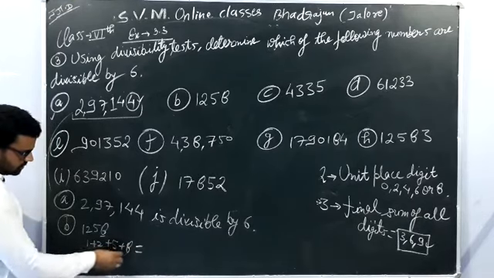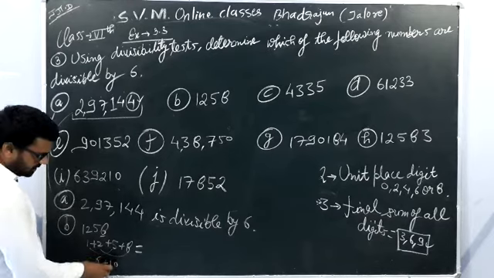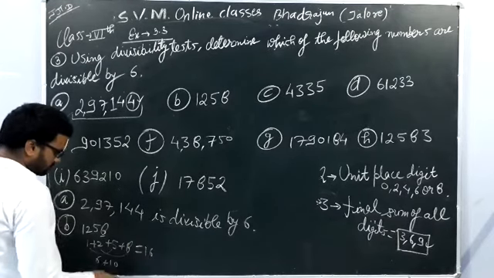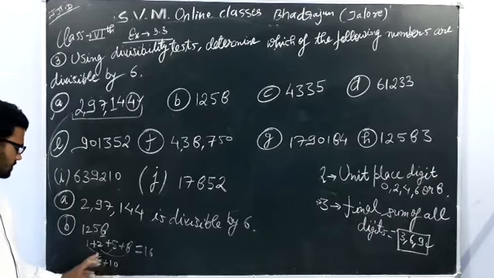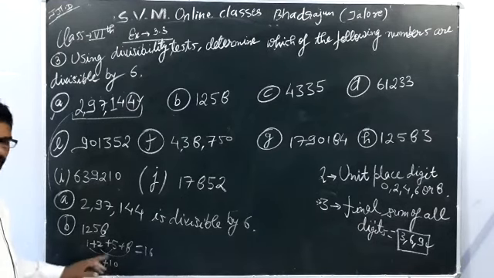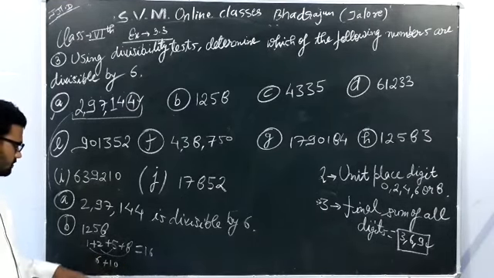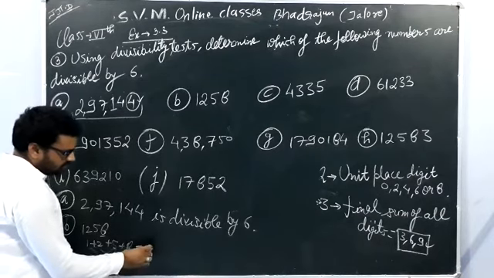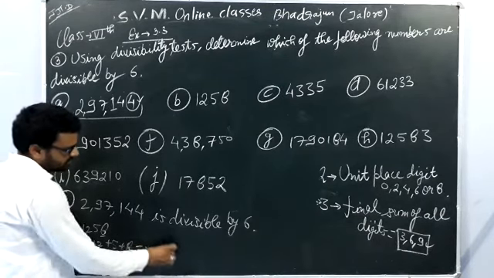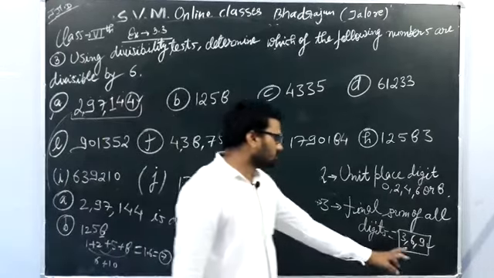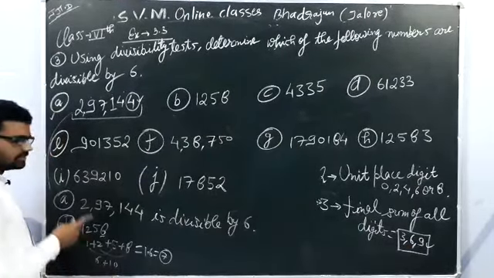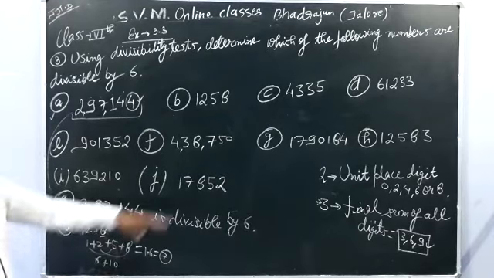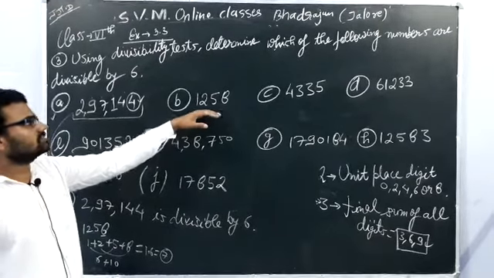Here we are seeing 2 plus 8 is 10, and 5 plus 1 is 6, and 10 plus 6 is 16. The final sum of 16 is 7, which is not coming as 3, 6 or 9. So the number will not be divisible by 3. The number is divisible by 2, no doubt, but it is not divisible by 3.